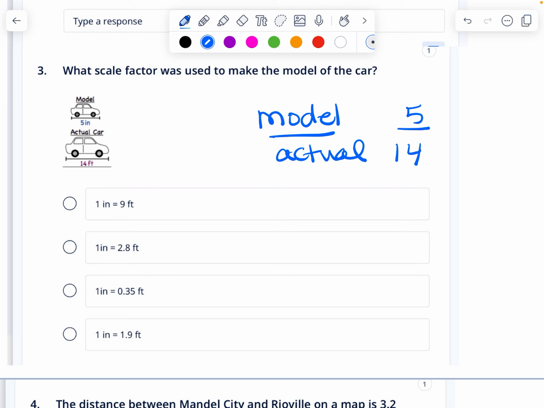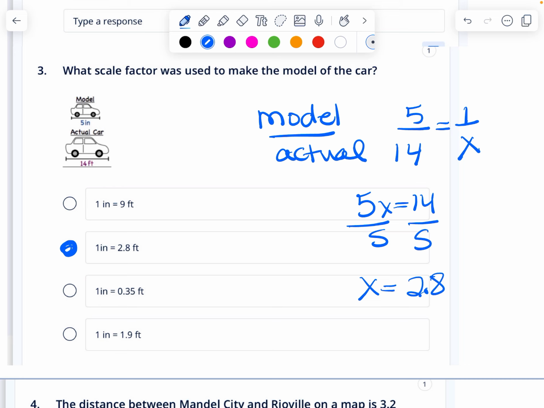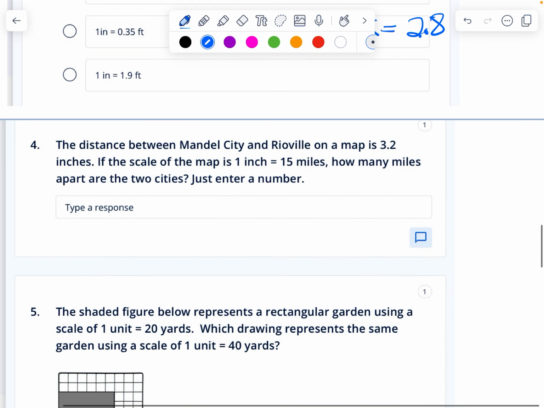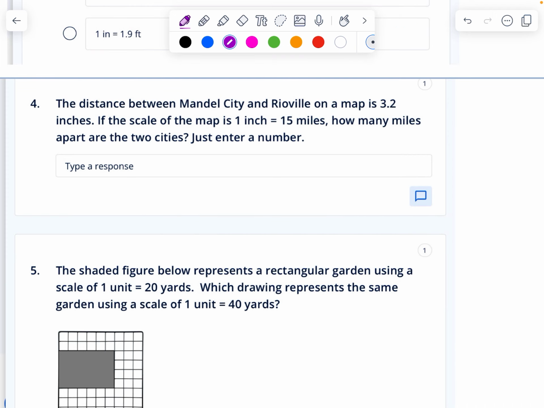The distance between Mandel City and Rioville on a map is 3.2 inches. Here's the scale. How many actual miles? So we're going to do just like we did with the map of the United States. We're going to keep as our first ratio the scale. 3.2 is on the map. We don't know the actual, so we're going to do cross products. 1 times x is just x, and then 3.2 times 15 gives us 48, so it would be 48 miles.